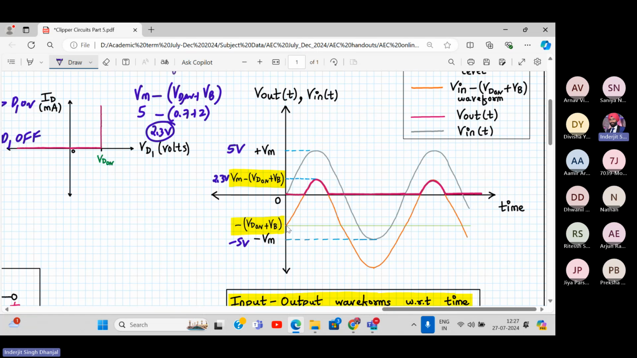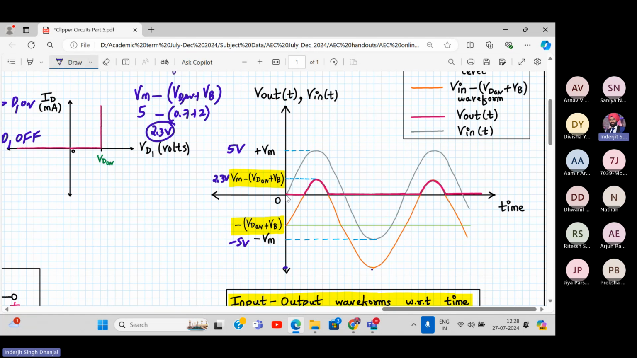Are you understanding? And what about this level? This level will be even greater. So anyways, this is the line. This is minus 2.3. Okay, 2 plus 2.3, this will be my level. So how will I draw this waveform? How will I plot this line? V in minus VD on plus VB.